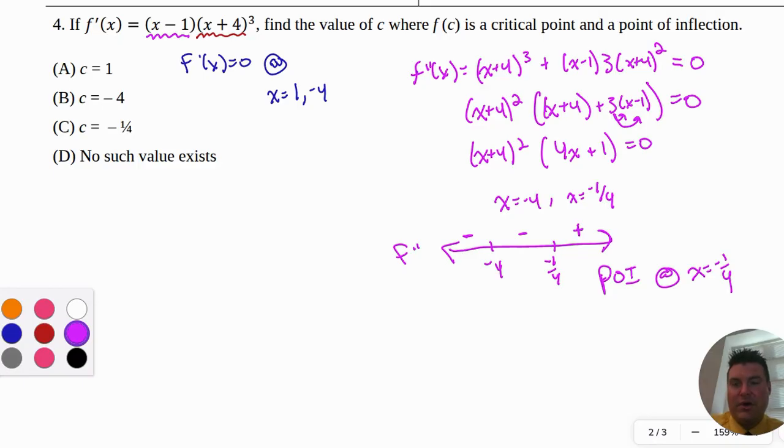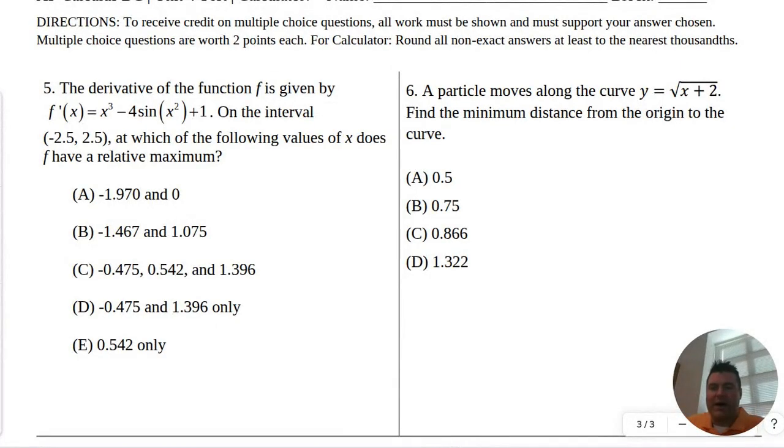Is there a value where we have both a critical point and a point of inflection? No. So the answer is D. We are going to move on to the multiple choice questions where we can use the calculator.